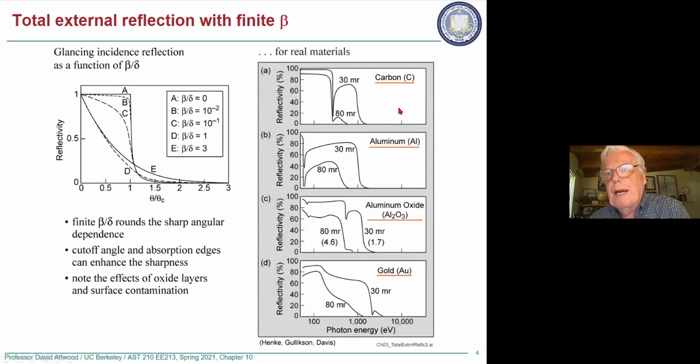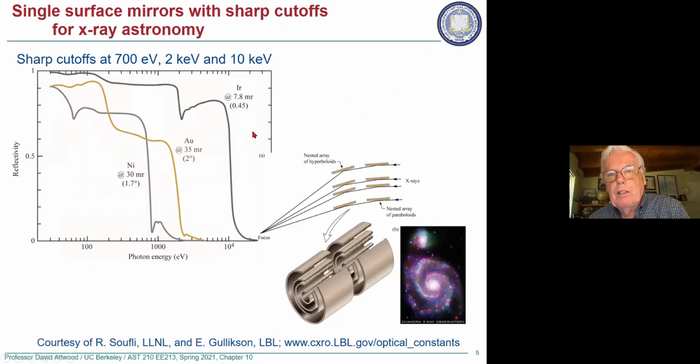And these were just some practical curves which showed for different materials what happens if you include their absorption edges. So these are numerical things. Okay, and this was an example of how astronomers use nested optics to image literally far off objects.